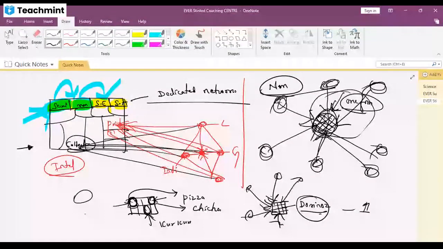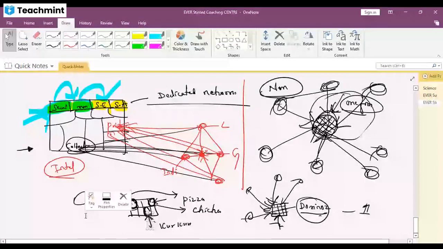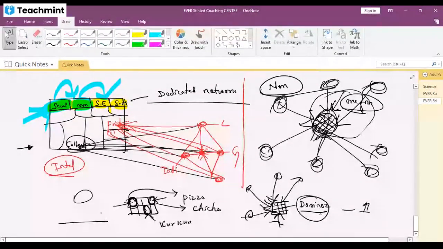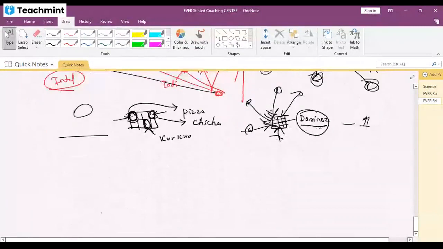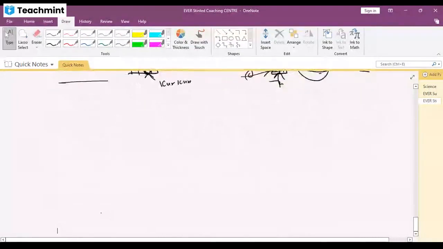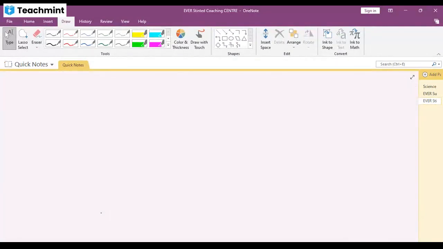Yes, sir. Tell me, repeat. Okay, sir. I can understand now. Okay. So this is about your server. We have discussed two types of servers, dedicated server and non-dedicated server. And after that, mention the different types of networks.